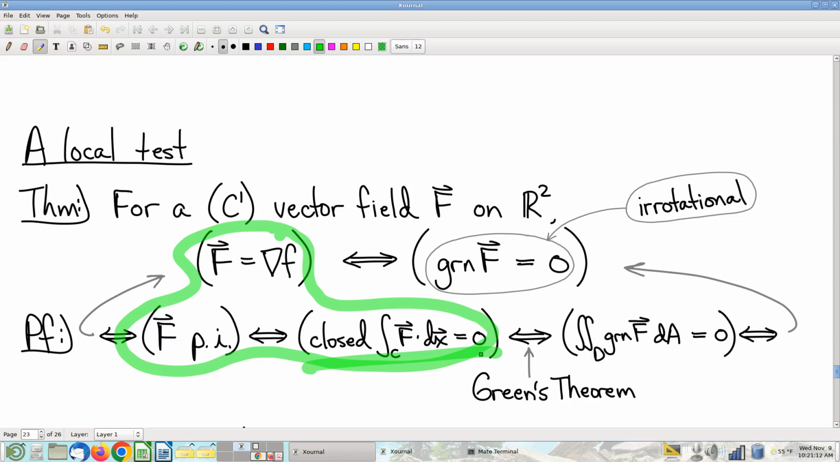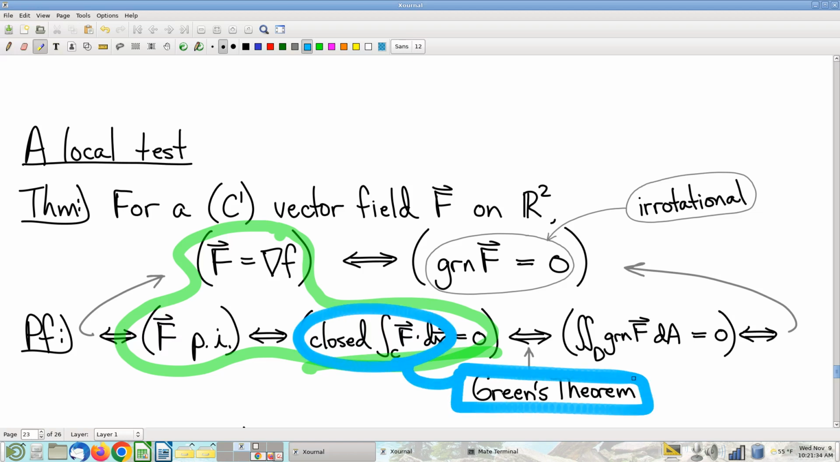So here's the thing. A closed line integral, we already have a word for closed line integrals. It's circulation. Right? We already have theorems about closed line integrals. In particular, one of our big theorems is Green's theorem that says that a closed line integral can be computed by a double integral of Green's operator over whatever interior is bounded by that closed curve. Right?